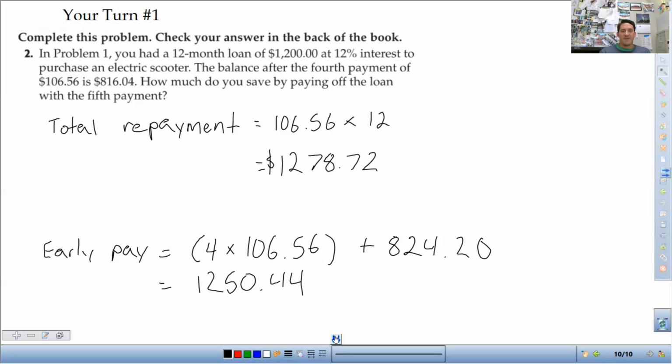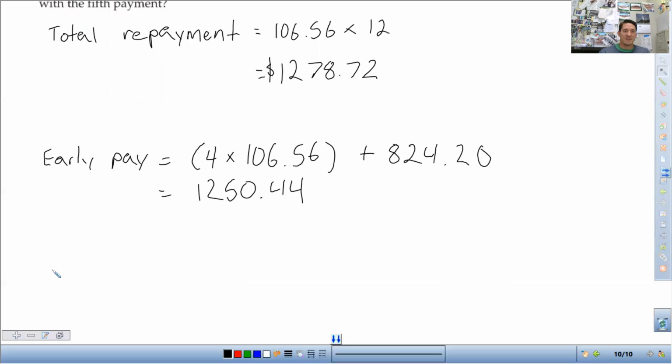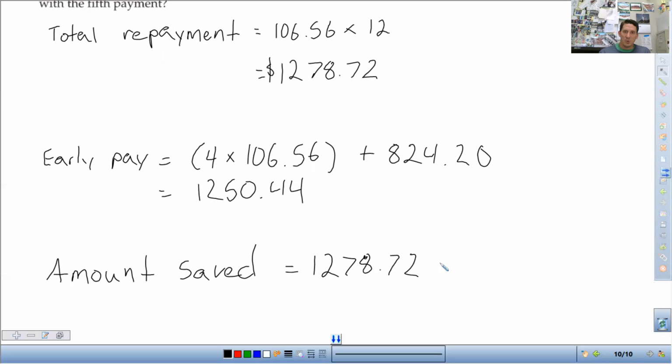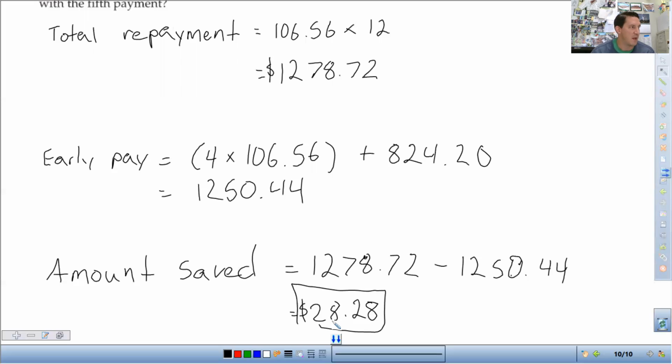So here, the amount saved by paying it early, you just subtract those two values. So I'm just going to do 1278.72 minus 1250.44, and that comes out to $28.28. So you save almost $30 by paying it off early.